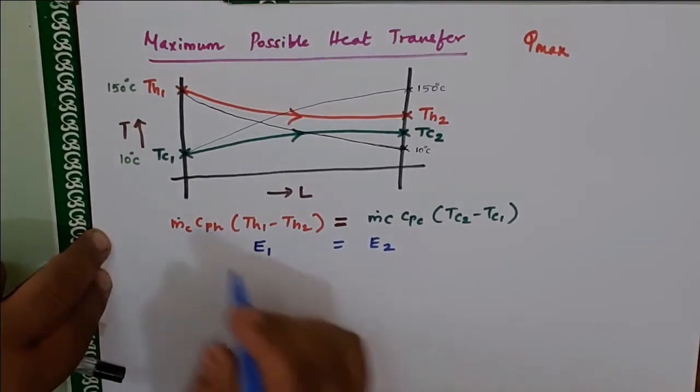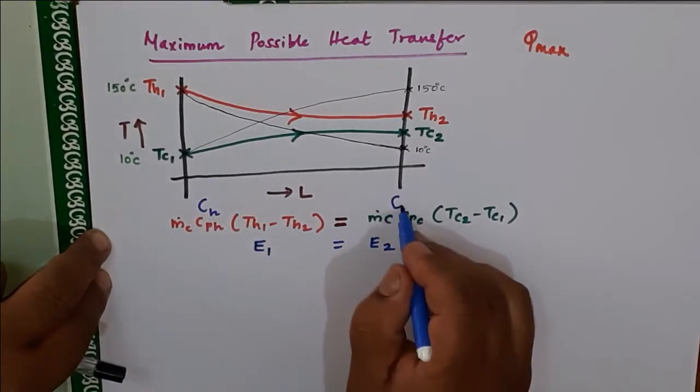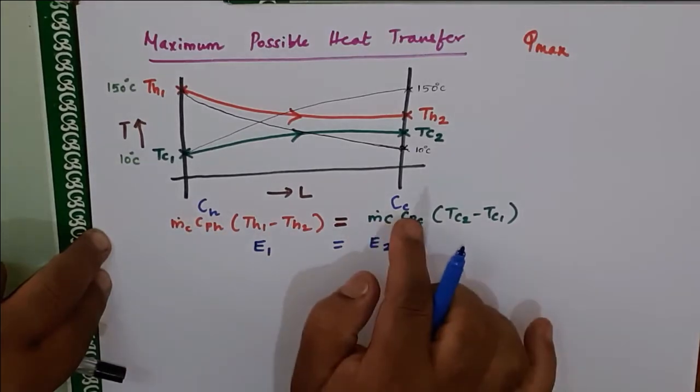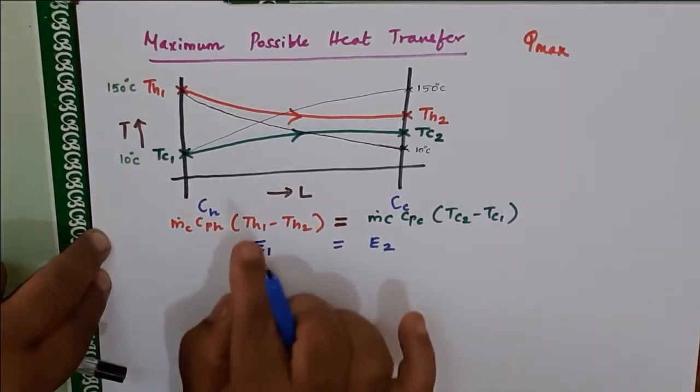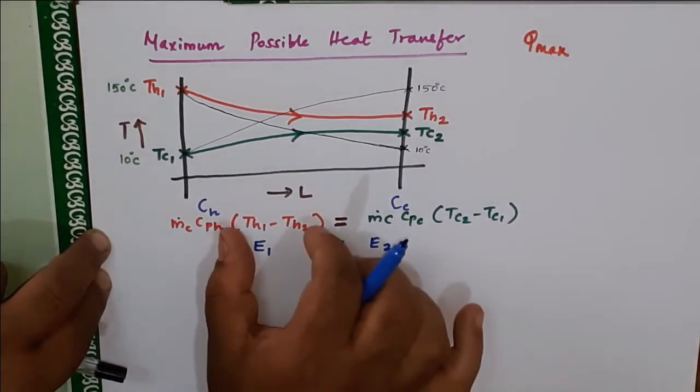This you can write as CH. This you can write as CC. It is not possible to always have CH and CC the same. Now the maximum temperature drop is happening here. Suppose it reduces very little from TH1. This temperature drop is the maximum value.